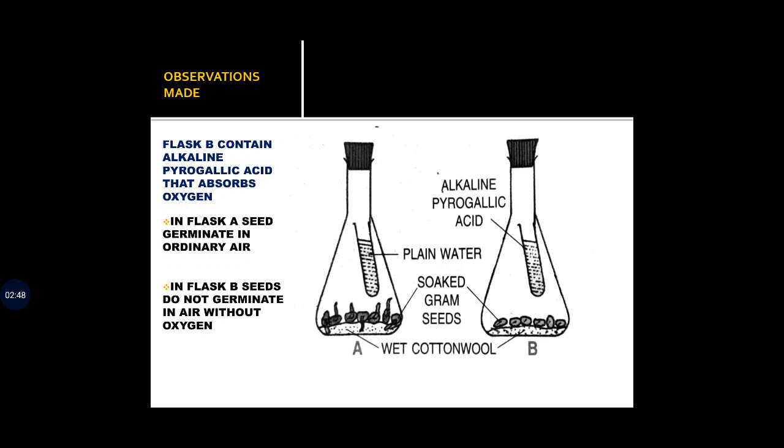So the inference that can be made is that the germination in conical flask A is proper and positive because the air which is present inside the conical flask contains oxygen, but the air which is present inside conical flask B doesn't contain any oxygen, because the alkaline pyrogallic acid has absorbed the oxygen from the air, and hence the seeds have not germinated.